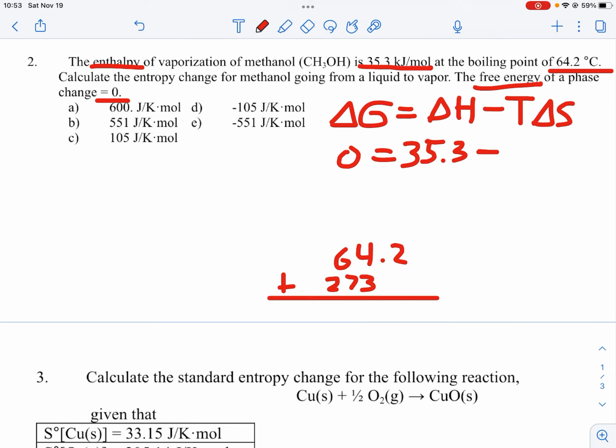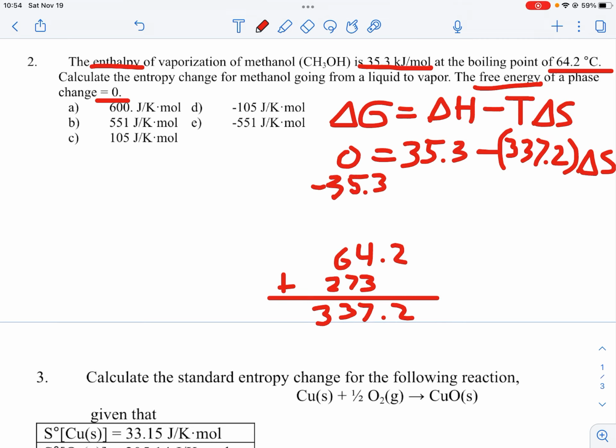No matter what, you always add 273 to the degrees Celsius to find the Kelvin. We see that's 337.2 times delta S. And then we would just solve this in our calculators with some simple algebra. So what I would do is move the 35.3 to the other side, and then I would divide both sides by negative 337.2.